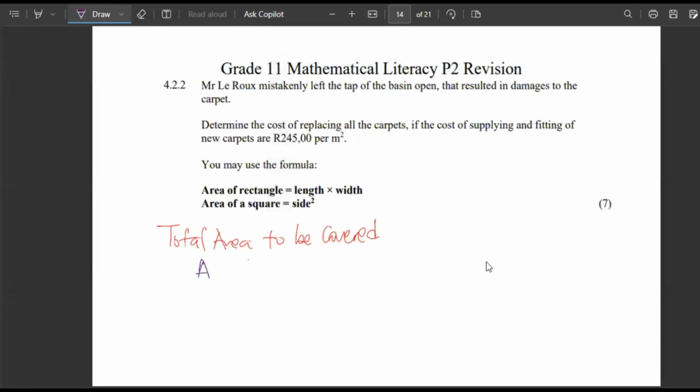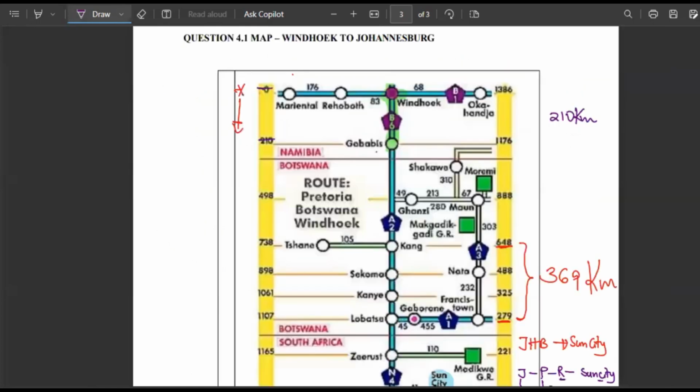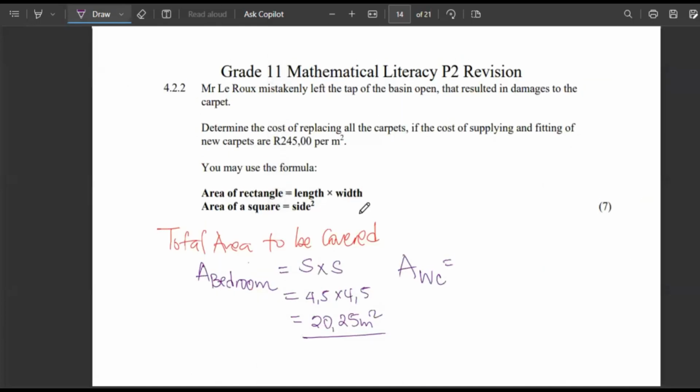One, area of the bedroom, which, you remember, is a square, so it's side times side, and we've already seen it as 4.5 times 4.5. All right, then we get our answer as 20.25 meters squared. Then we need to look for the area of the walk-in closet.